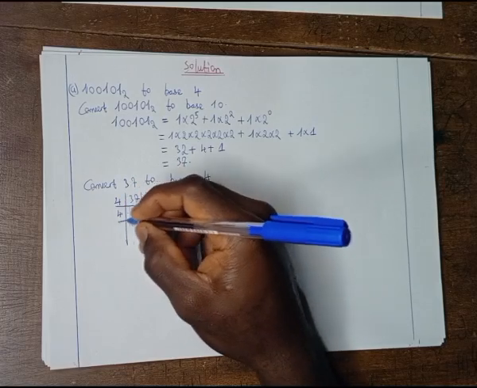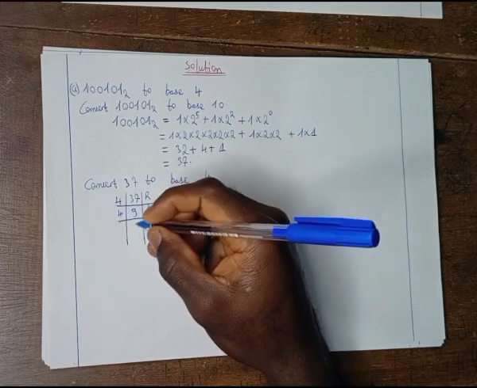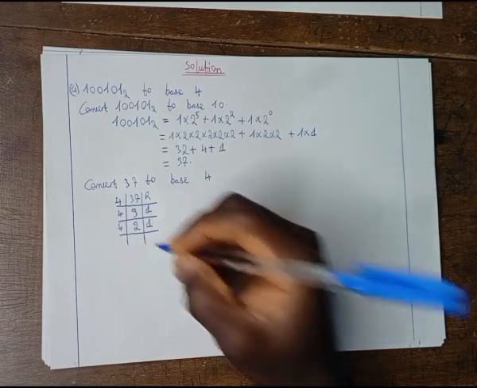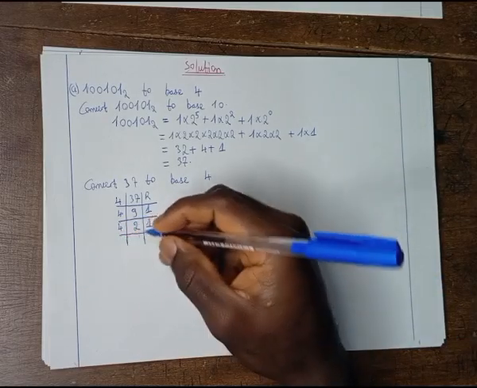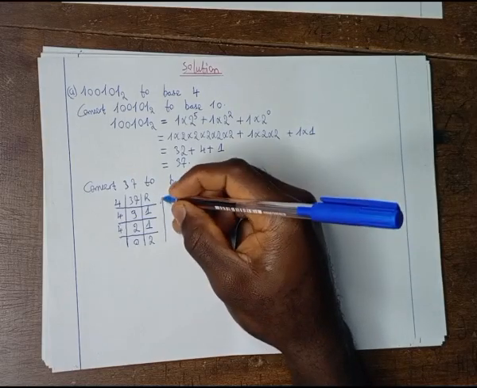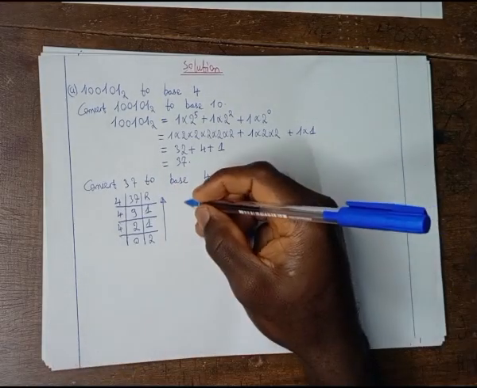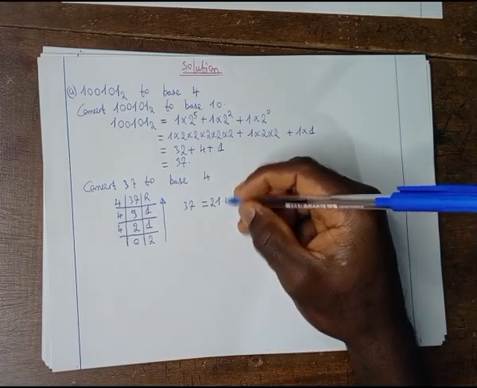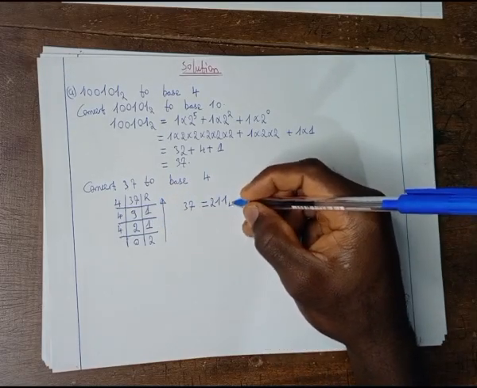Next, we bring down 4. 9 divided by 4 gives us 2, remainder 1. We bring down 4. 2 is less than 4, so if we divide 2 by 4, the whole number part will be 0 and the remainder will be 2. We copy from bottom to top. The number 37, we start from bottom to top, 211. Then we must write down the base, which is 4.